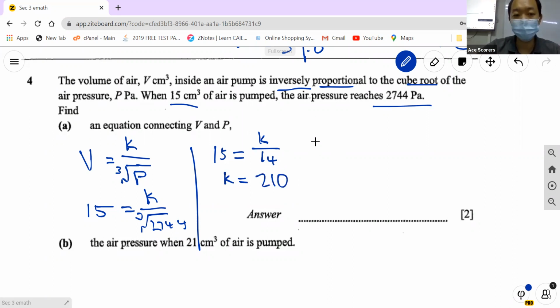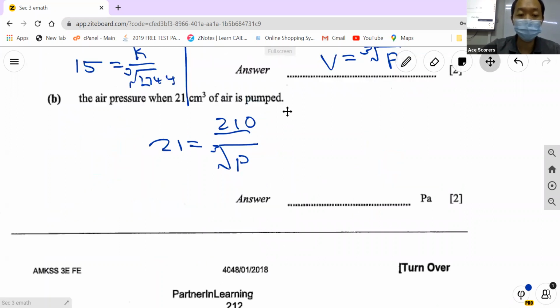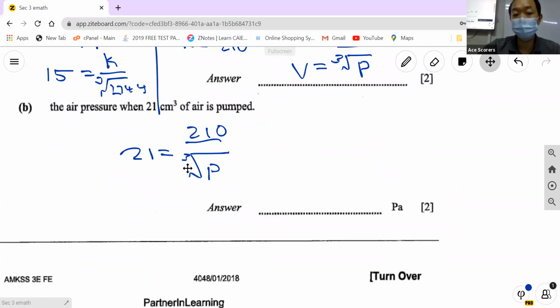Once K equals 210, our equation is V equals 210 divided by cube root of P. Then find the air pressure when 21 cm of air is found inside. So 21 equals 210 over cube root P. We need to find P. So these two change place: cube root P equals 210 over 21.